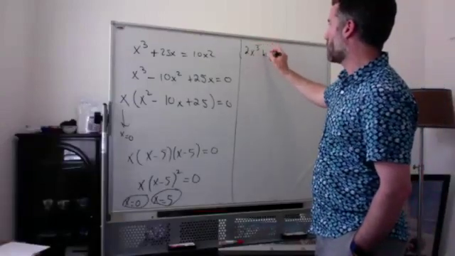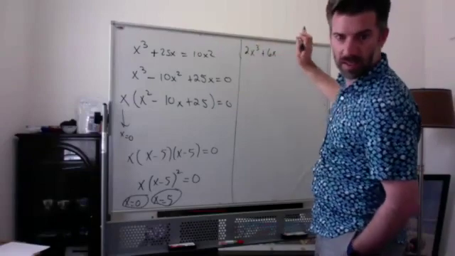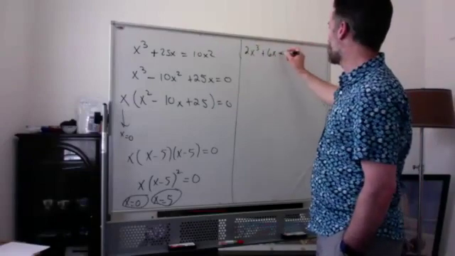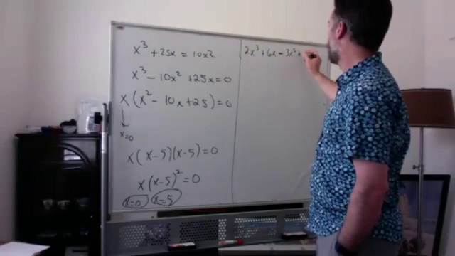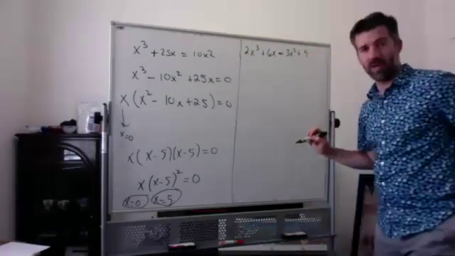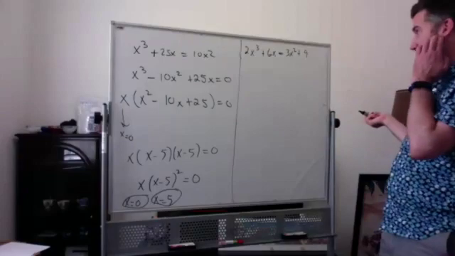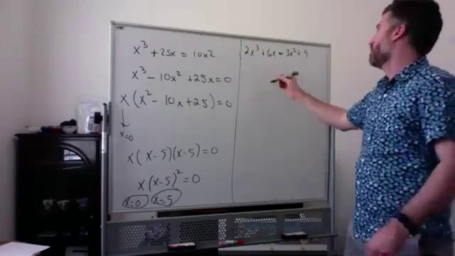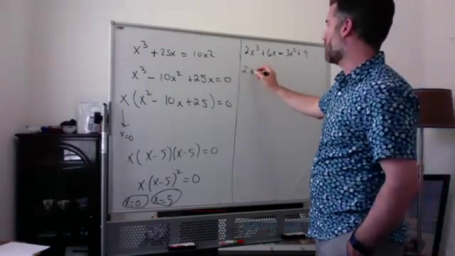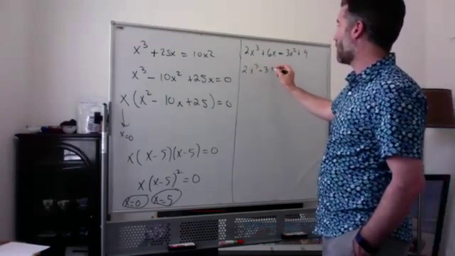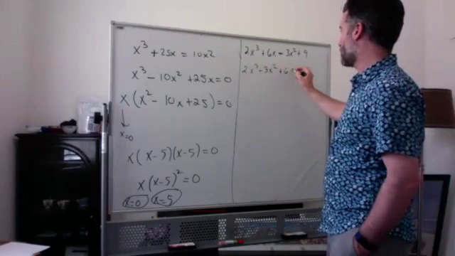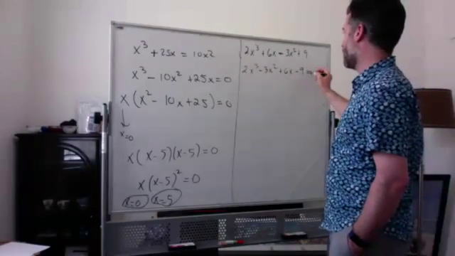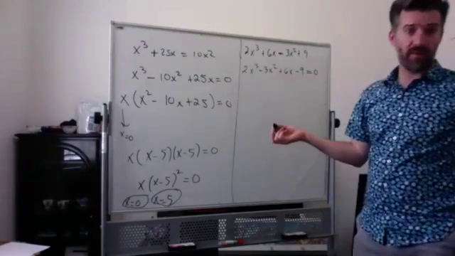The next one is 2x cubed plus 6x equal to 3x squared plus 9. So I'm going to bring everything to whichever side you like. I'm going to pick the side where the highest power has a positive coefficient, so the left. So I'm going to get 2x cubed minus 3x squared plus 6x minus 9 is equal to 0. And then again, we're going to factor.